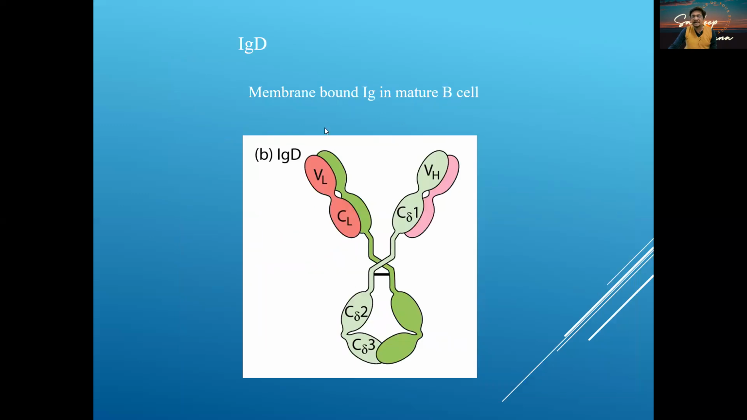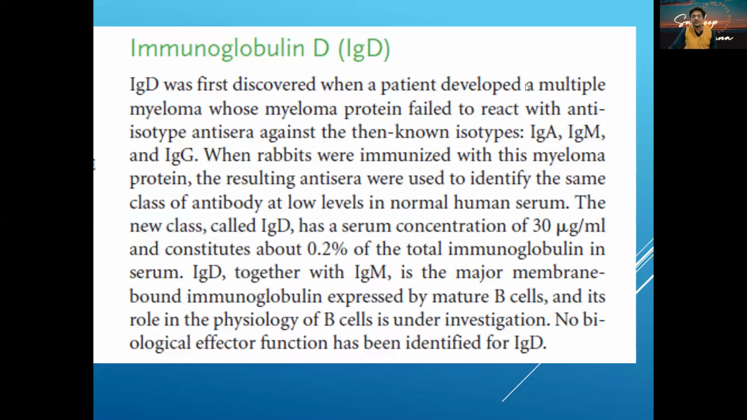Then the IgD, basically it is found bound to the mature B cell, and it is the least in percentage. This is the IgD, first discovered when a patient developed multiple myeloma. It is a kind of cancer, and here the myeloma proteins failed to react with the anti-isotypic antisera against the then known isotypes, because only 3 were known. So it was the 5th one, the IgD, and it has a serum concentration of 30 micrograms per ml and constitutes around 0.2% of the total immunoglobulin present. So it is going to be least in number.